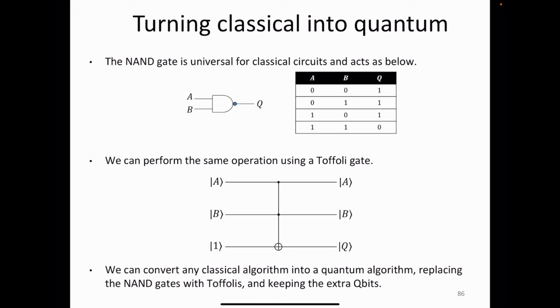The NAND gate is universal for classical circuits and acts as below. We looked at it briefly before, where we have two input bits here and our output bit here. So it takes 2 bits as an input and produces 1 bit as an output. And we see that we can perform the same operation using a Toffoli gate. Here we have A and B, our input states, and we have A and B as output states here. On the bottom, we start with a 1. That's required in order to make this Toffoli gate work as expected. So we see the 1 here and then producing the output state here. I encourage you to give it a try. It's fairly simple and straightforward. So we can convert any classical algorithm into a quantum algorithm, replacing the NAND gates with Toffolis and keeping the extra qubits.